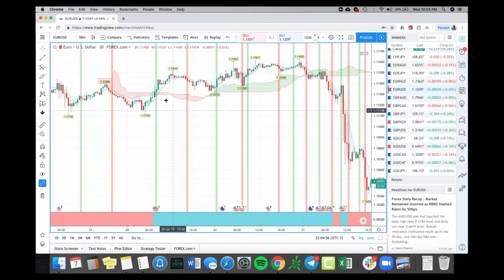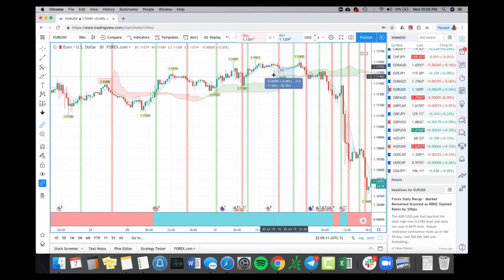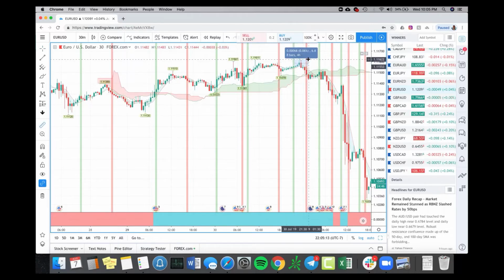Like all these right here, these would have been winners as well, but I wouldn't have taken them because it doesn't match with the trend. If you're feeling risky, you would have won here, would have won here, would have won here. Probably would have won here too. Yeah, you would have won right there too. So it just really depends on your risk tolerance.